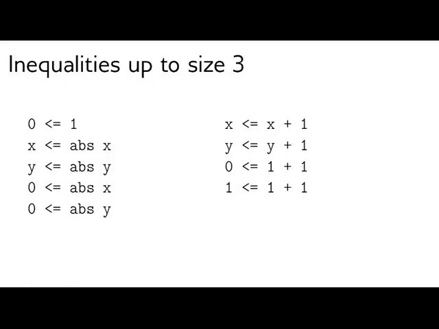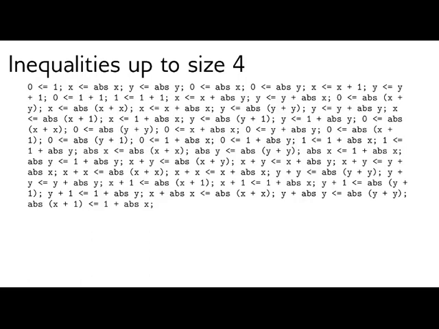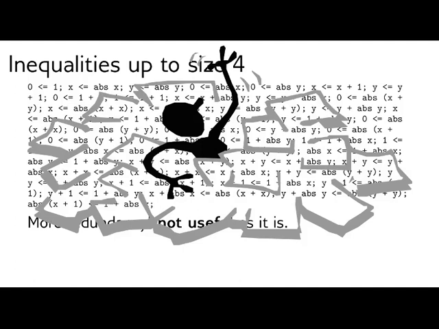However, there's a problem with those. Can anyone tell the problem with those inequalities that are shown here? Yes, so that they are redundant. That there is redundancy. That's the problem. And that's even more of a problem when you increase the size to 4. You get this bunch of things, and there's even more redundancy, and it's not useful like this. We don't want to overwhelm the user with information. We need to fix this.